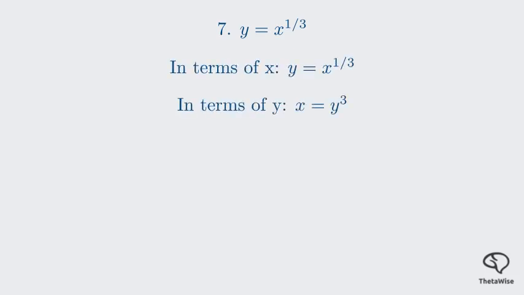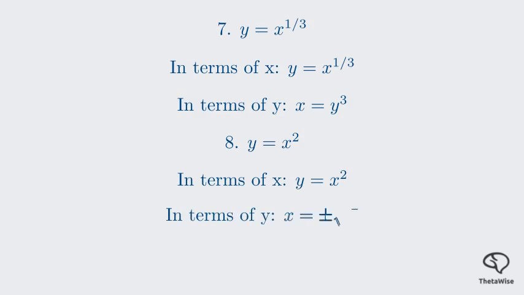Let's continue with the next set of equations. For y equals x to the 1/3, which is the same as the cube root of x, we already have the y form. To find the x form, we cube both sides, which gives us x equals y cubed. Next is y equals x squared. This is a parabola opening upwards. We have the y form. To find the x form, we take the square root of both sides, giving us x equals plus or minus the square root of y. Again, the plus or minus is important.